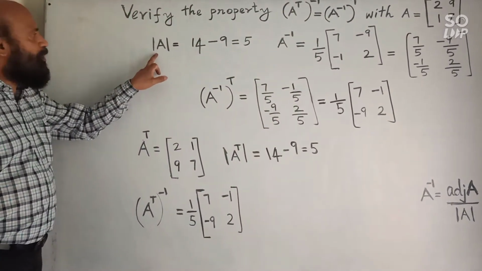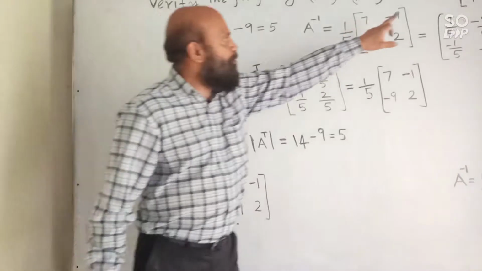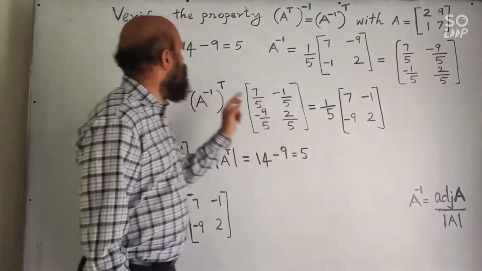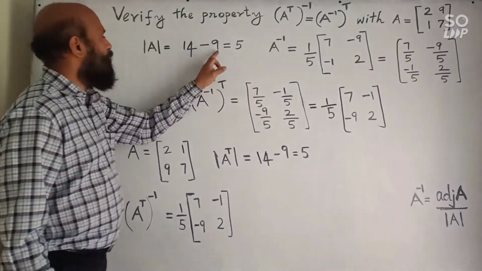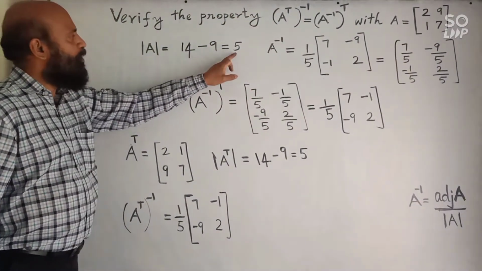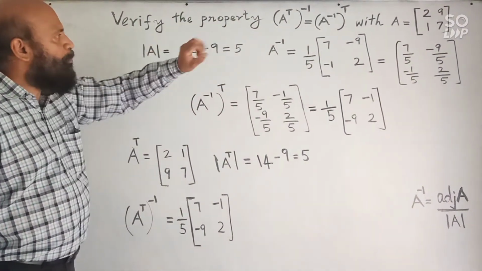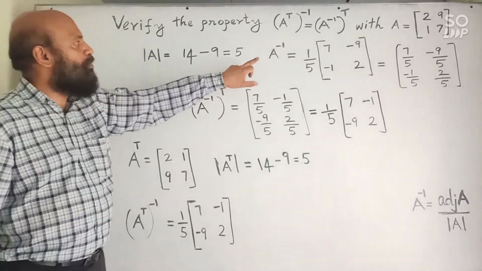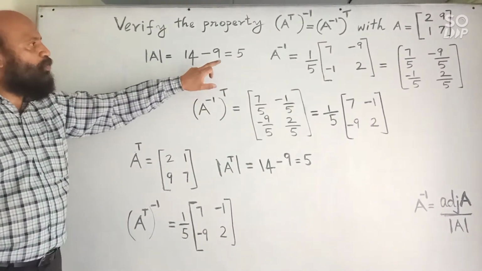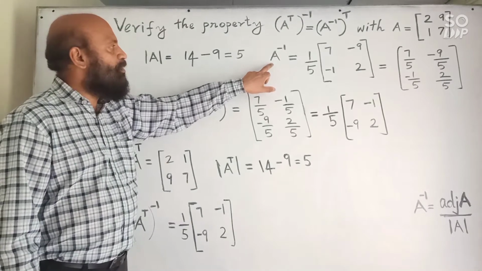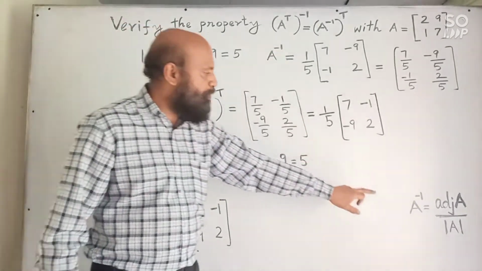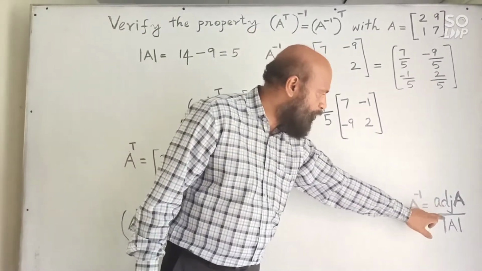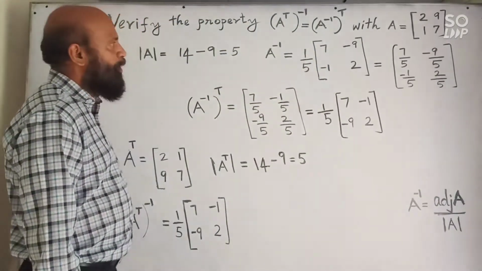First, let us see the determinant of A. 2 into 7, 14, minus 1 into 9, 9. So 14 minus 9, 5. So determinant of that matrix is 5. So it is a non-singular matrix. So A inverse exists. Then for finding the inverse of the matrix, we can use this formula. A inverse is adjoint A divided by determinant of A.